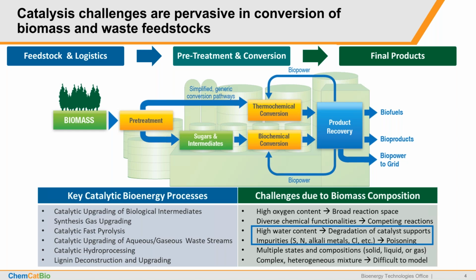hydrotreating. What makes catalyst R&D in biomass conversion more challenging is that biomass presents lots of unique properties, as shown here: it has lots of oxygen and lots of diverse chemical functionalities. Therefore, we have to consider competing reactions and make our catalyst more selective to certain desired reactions. More importantly, as highlighted over here, lots of biomass-derived feedstock have water content and impurities that cause lots of problems for catalyst deactivation and catalyst lifetime.